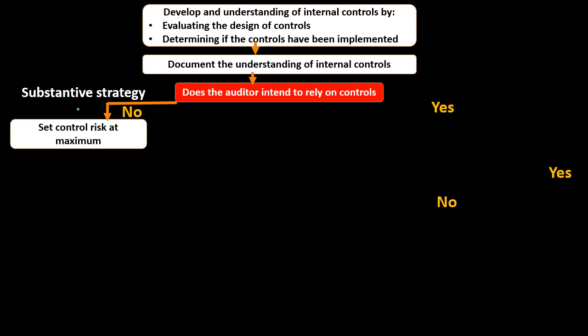We're going to do a substantive strategy, meaning we're going to set control risk at the max. We're going to say control risk is high, meaning there's a high risk that the internal controls set up by the organization, by the business, will not detect a material misstatement. And therefore, we need to do more testing on the substantive testing side.